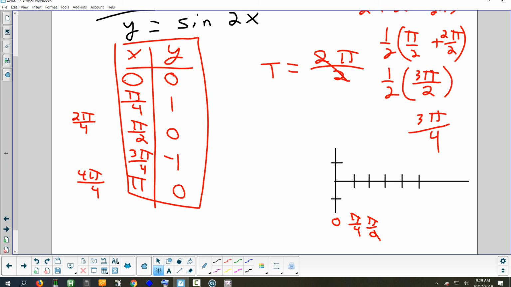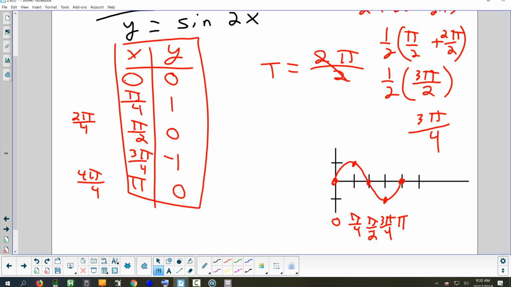Should probably try to move these a little closer, but kind of ran out of space. All right, so 0, 0. We got pi over 4, we're at 1. Pi over 2, 0. Negative 1, back to 0. And there's our graph. Any questions on the sketch?